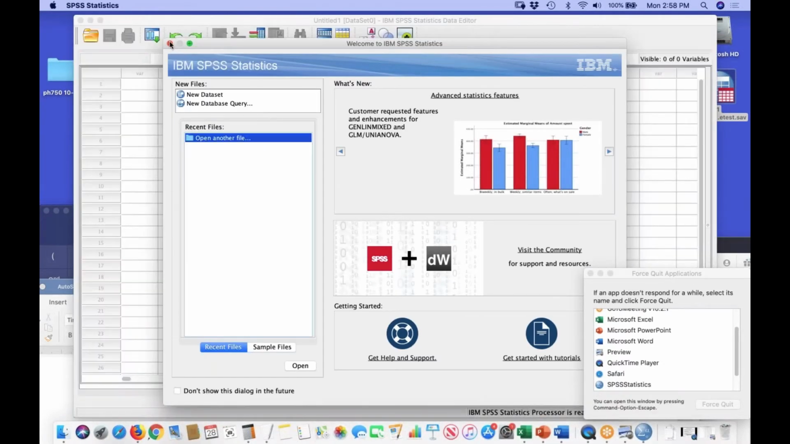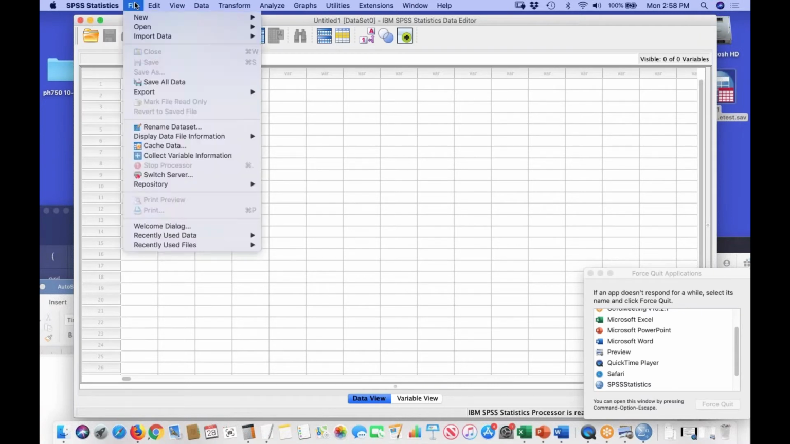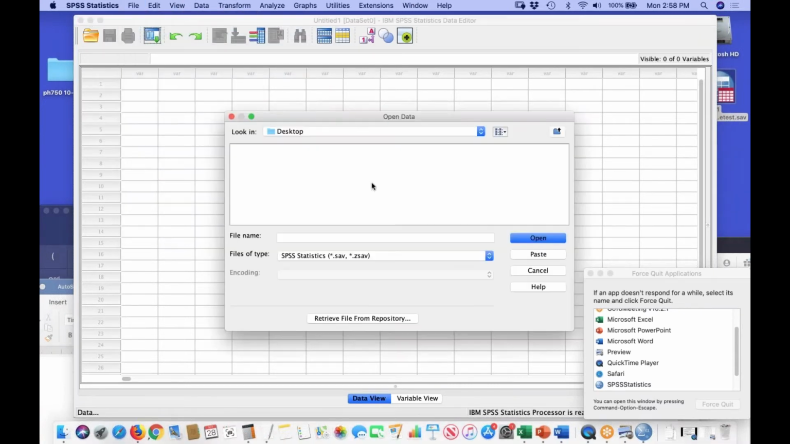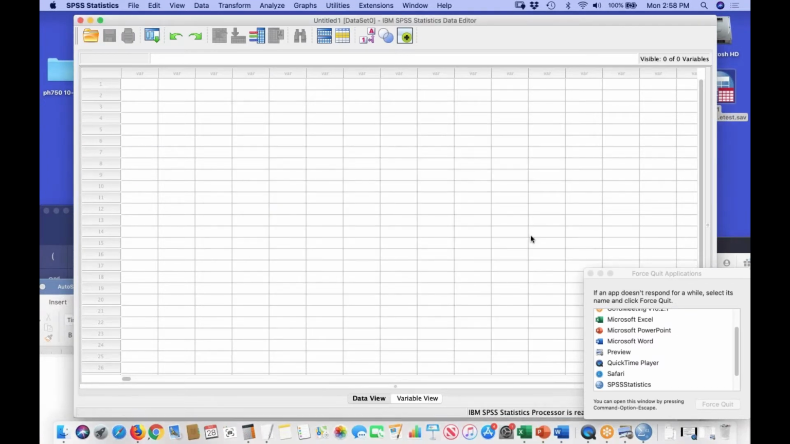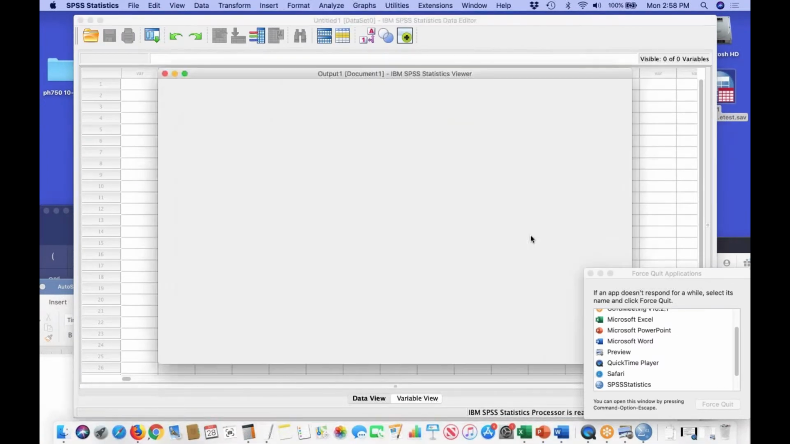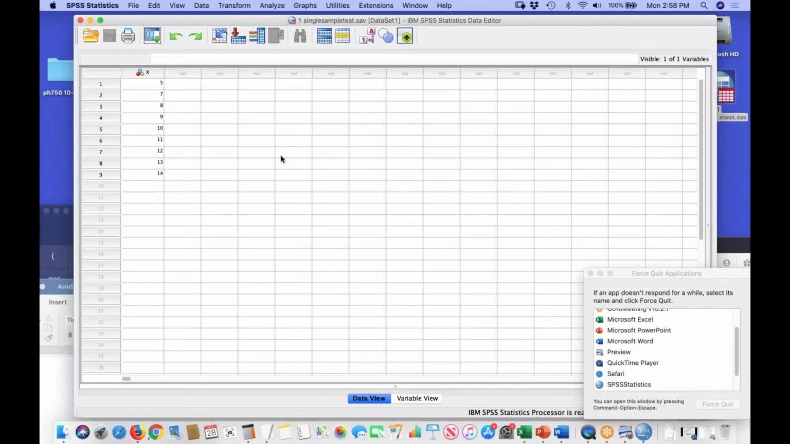Okay. So here's our data set, I think. Oh, no. Hang on, I got to open it. File, open data. I'm going to navigate to my desktop. And there is our single sample test. I'll open that, and we'll see those numbers up here. The syntax window describes what's happening, and here are our values for our sample of 9 people in our population.